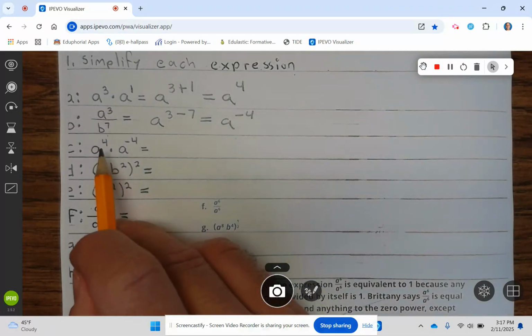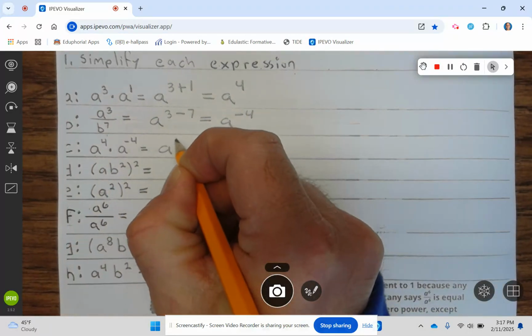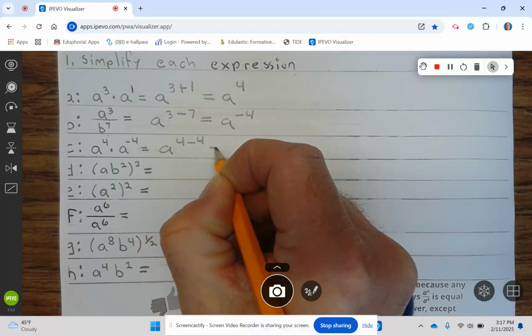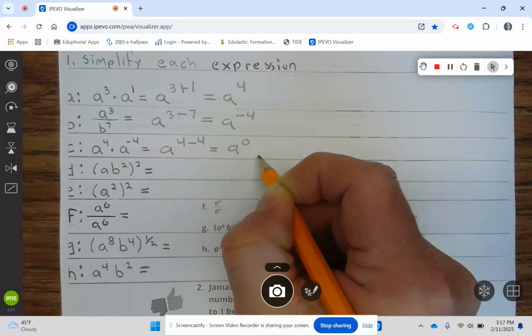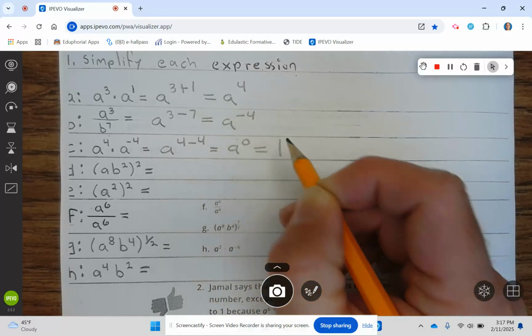Okay. When you multiply exponents, you add them. So this becomes A to the 4 minus 4, which equals A to the 0 power, which anything to the 0 power is 1.